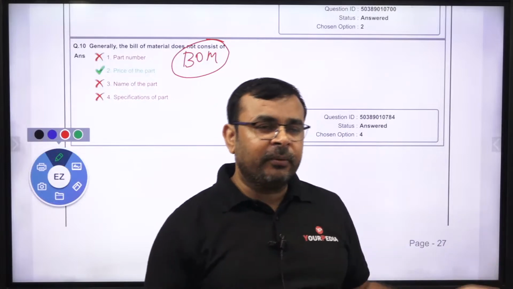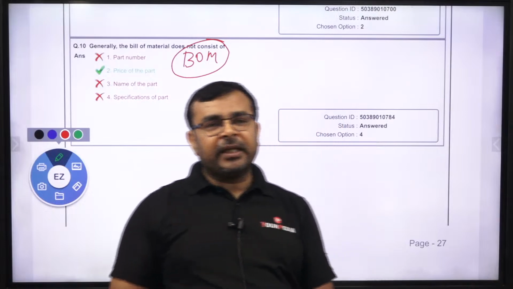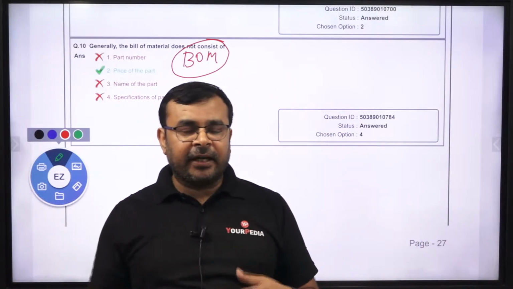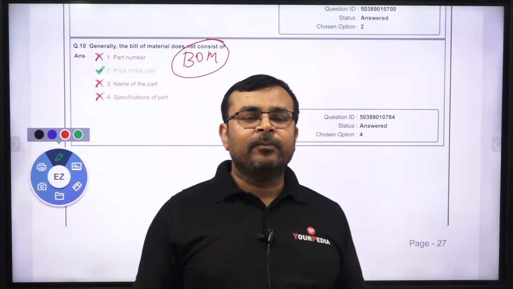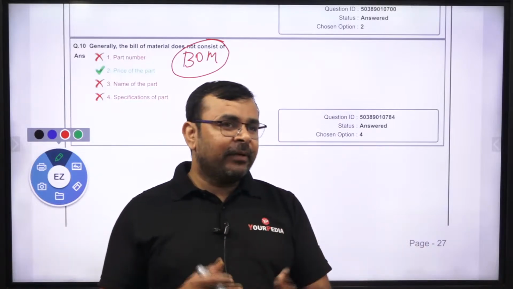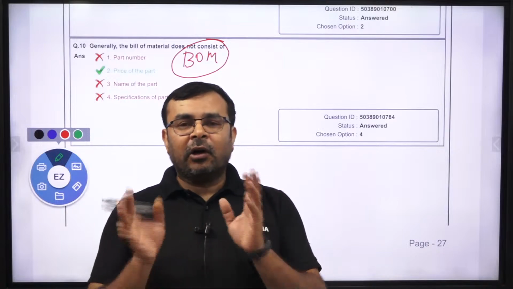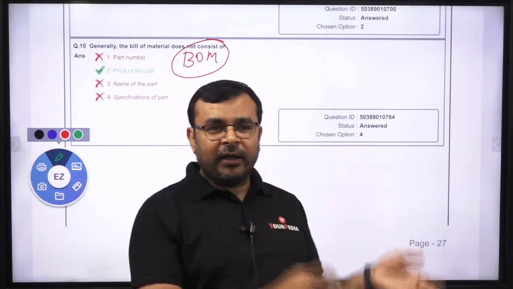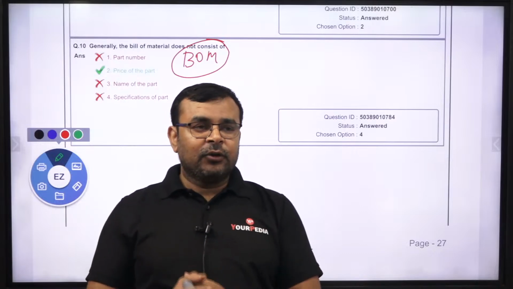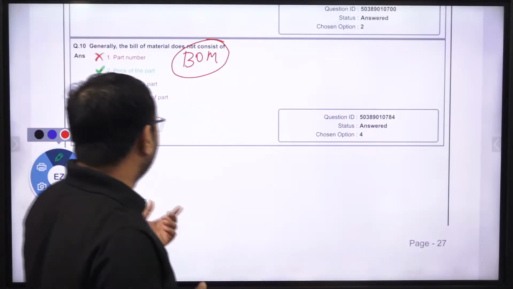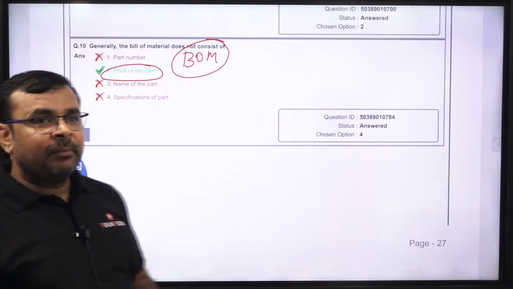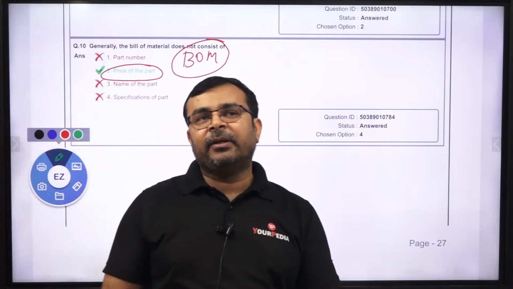Let us suppose you manufacture a car. Obviously a car consists of thousands of parts like bearings, wheels, tires, and so many things, correct? So the bill of material includes all subparts, their quantity, their location, and their availability. These things are mentioned in the bill of material, but we never mention the price of the part. Price of the part is not mentioned in the bill of material.